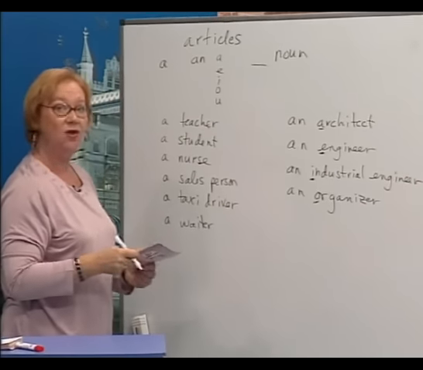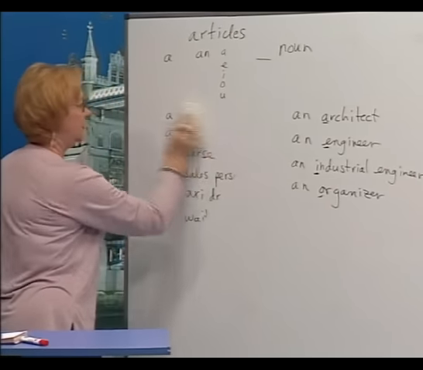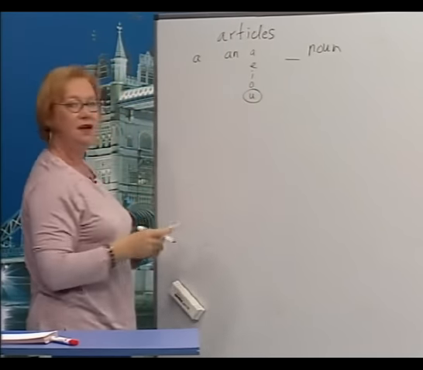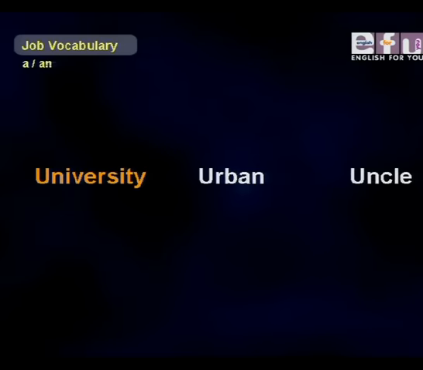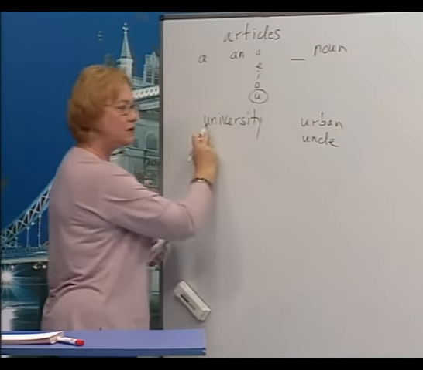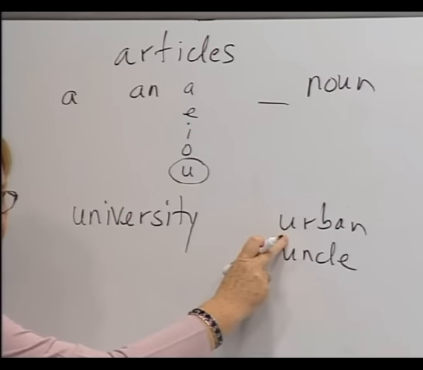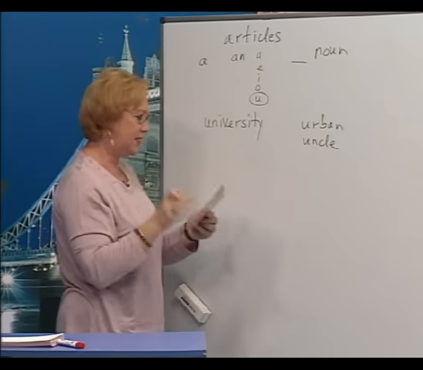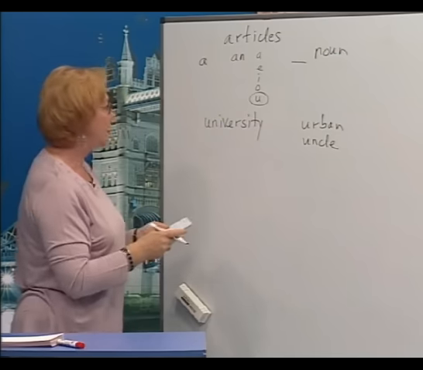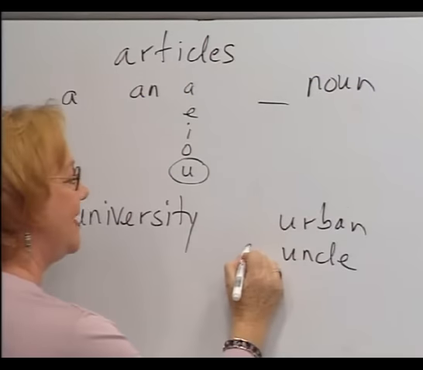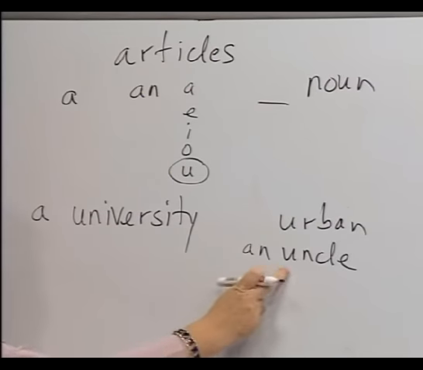All right? Now, we're going to talk about U for a moment. U has two sounds. For example, university, urban, uncle. Okay? U, but it's a different sound. So U and U, but different sounds. If we put in a, a university, an uncle. Okay? Because of the sound.